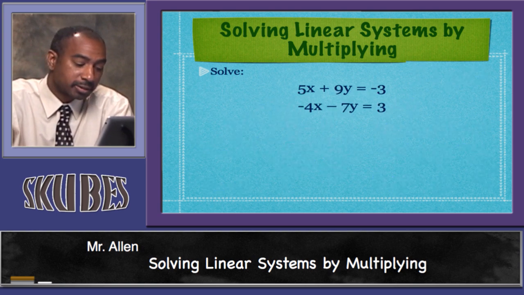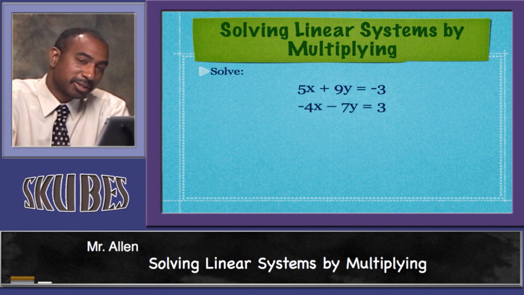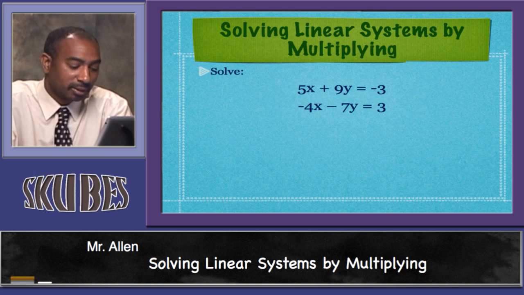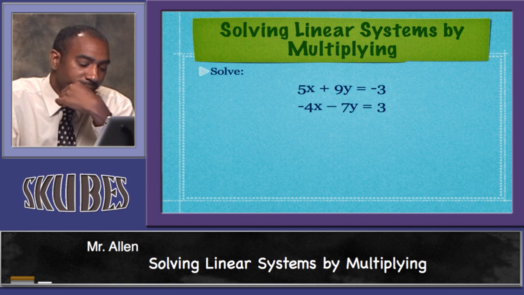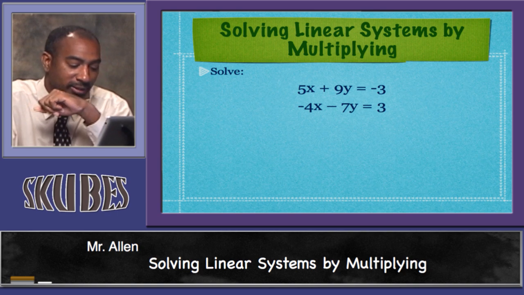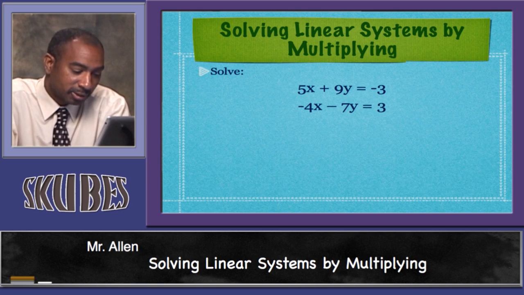Okay, solve the system 5x plus 9y equals negative 3 and negative 4x minus 7y equals 3. All right, so look at it carefully. This one is a little more difficult because you're going to have to adjust it twice. If you look at 5x and negative 4x, there's nothing that you can multiply by just one number that's going to make an opposite there. And if you look at 9y and 7y, same thing. So we're going to have to do a double adjustment.